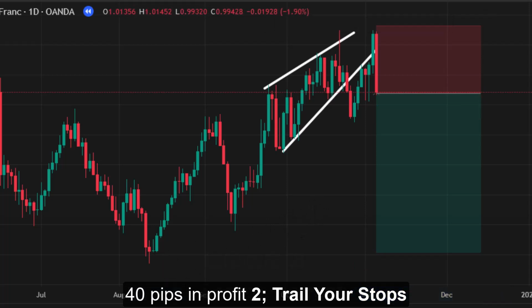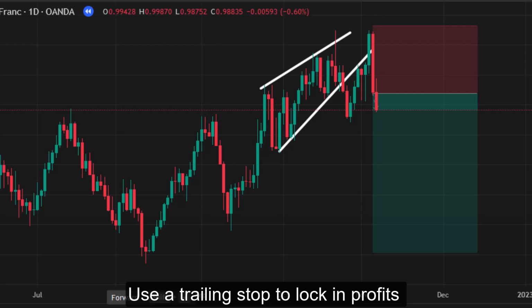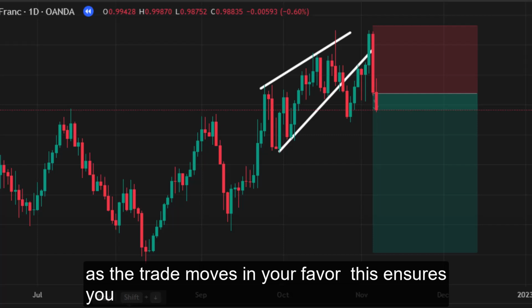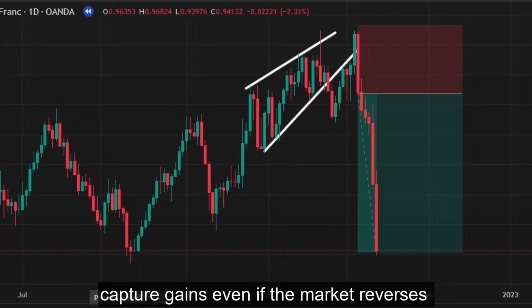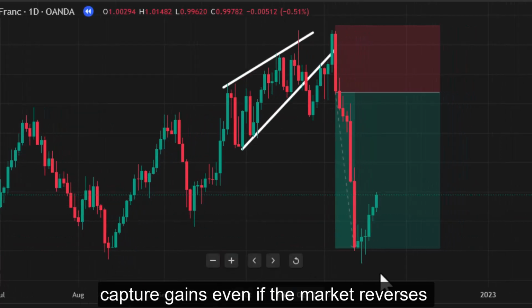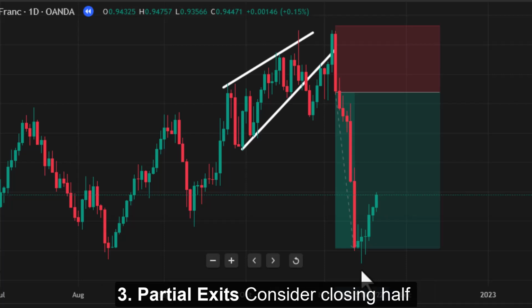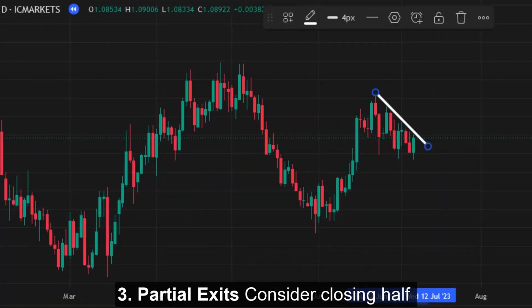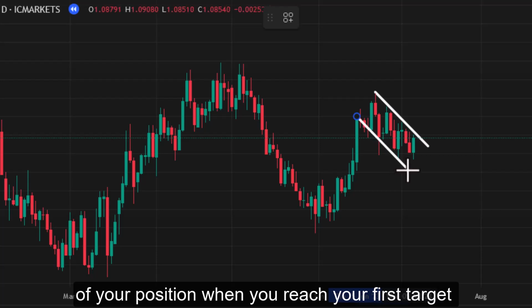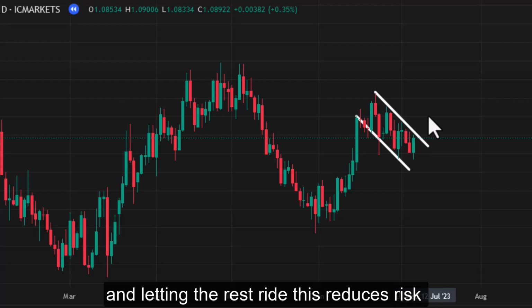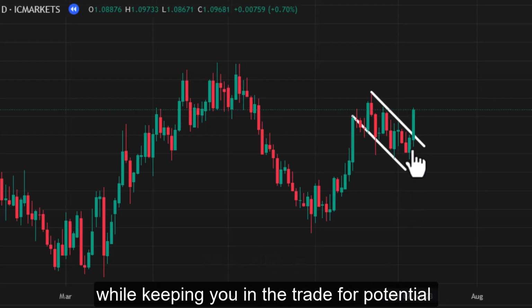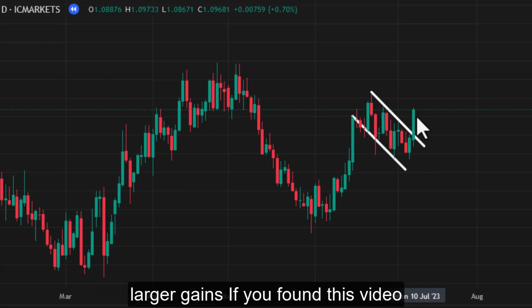Two, trail your stops. Use a trailing stop to lock in profits as the trade moves in your favor. This ensures you capture gains even if the market reverses. Three, partial exit. Consider closing half of your position when you reach your first target and letting the rest ride. This reduces risk while keeping you in the trade for potential larger gains.